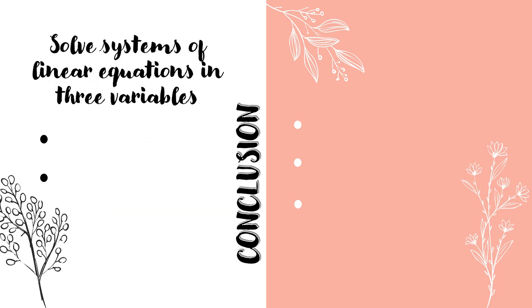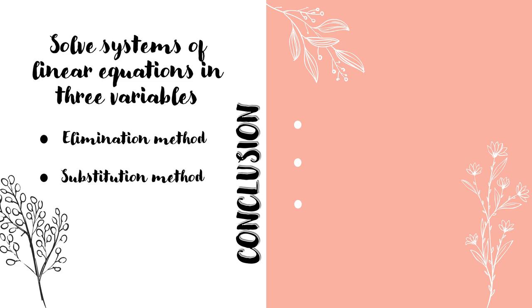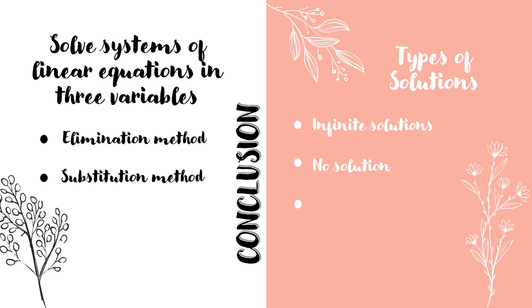Conclusion, what we have learned for today. First, we solved a system of linear equations in three variables using the elimination method and substitution method. This method is similar to linear equations in two variables. Then we also learned the types of solution. There are three types of solution for a system of linear equations in three variables. The first one is infinite solutions, the second one is no solution, and lastly, one solution.